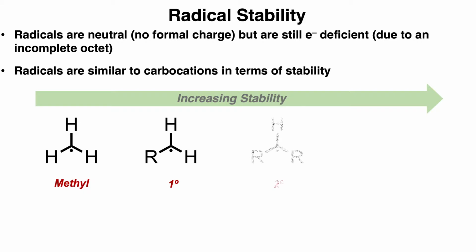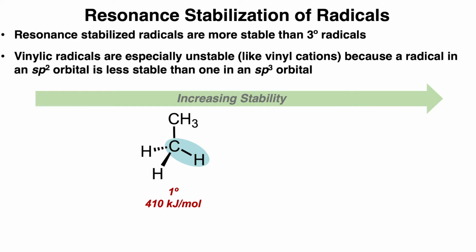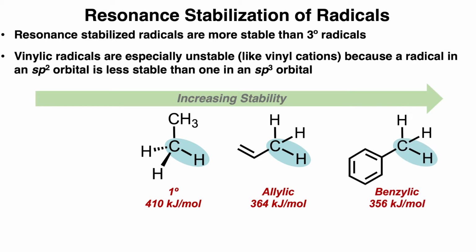The order of stability for radicals follows the same trend as carbocations. Methyl radicals are least stable, while tertiary carbon radicals are most stable. Resonance-stabilized radicals are more stable than tertiary radicals, which includes both allylic and benzylic radicals. Vinylic radicals, however, are the most unstable types of radicals because these are when the radical is directly on an alkene carbon atom. This is because a radical in an sp2 orbital is less stable than one in an sp3 orbital.